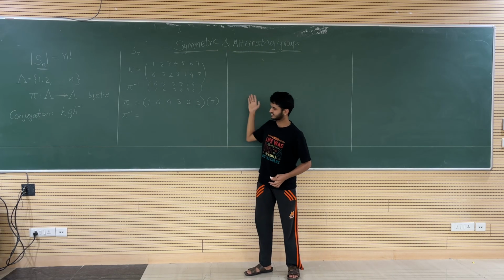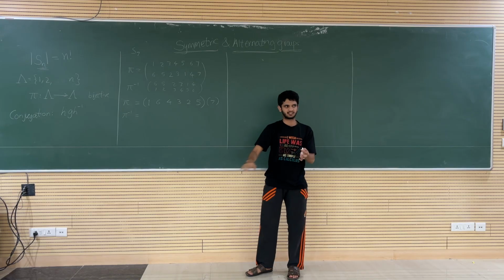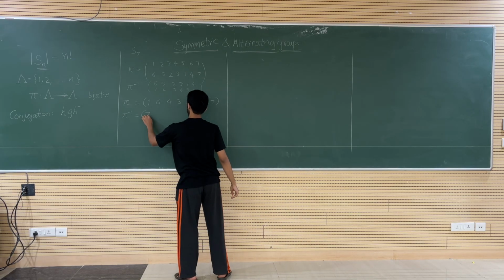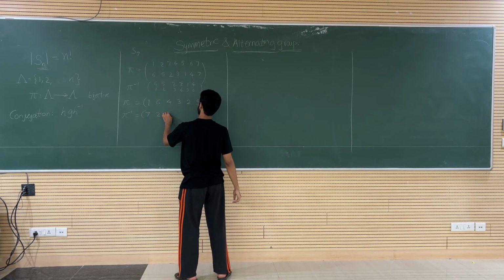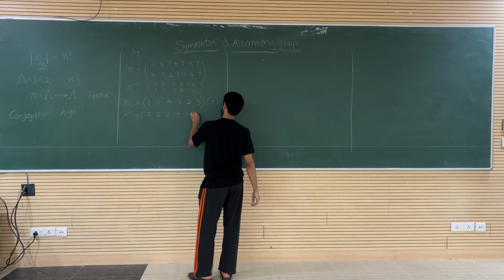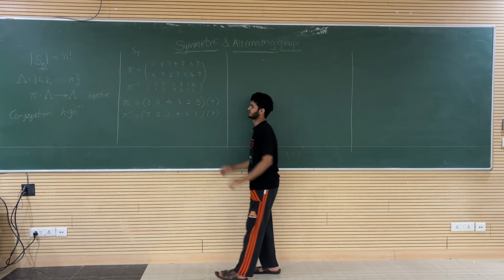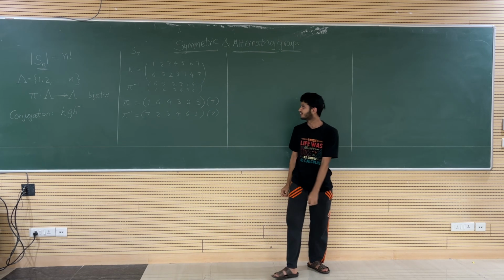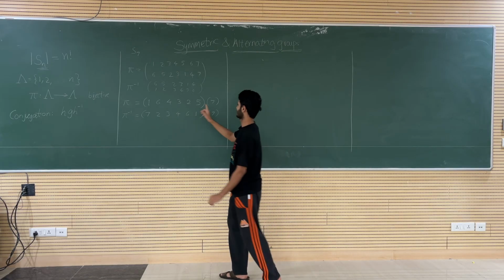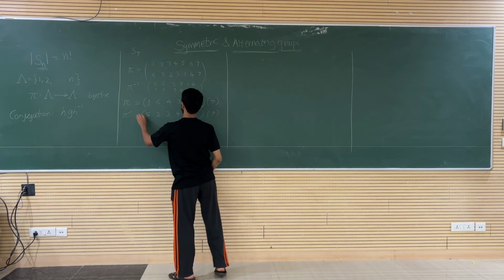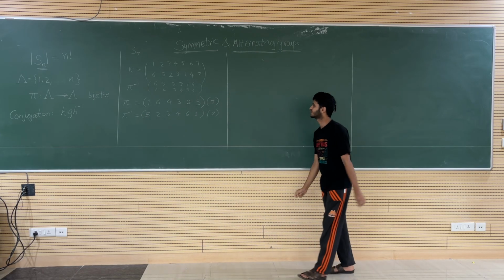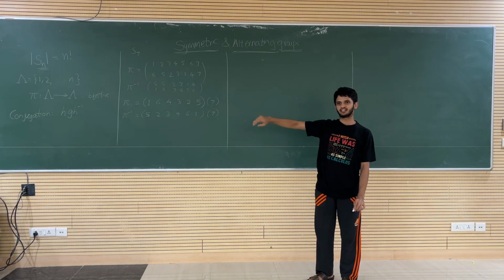You write each cycle in the opposite direction. That's it. So 7, 2, 3, 4, 6, 1, 7 stays as it is. So this is how you can write the inverse: 5, 2, 3, 4, 6, 1. Now, this will be the inverse.